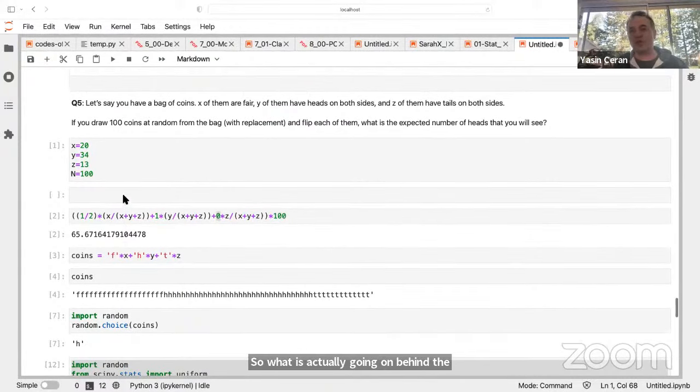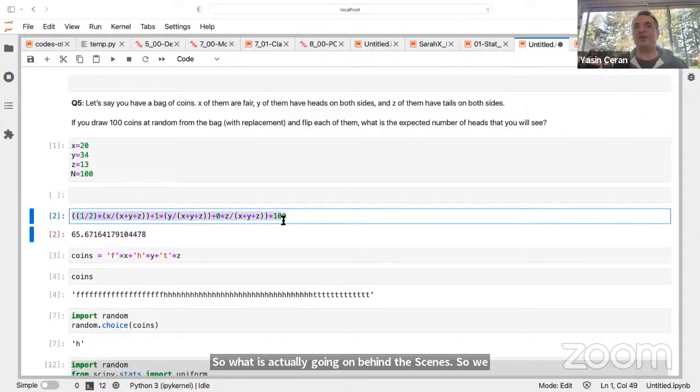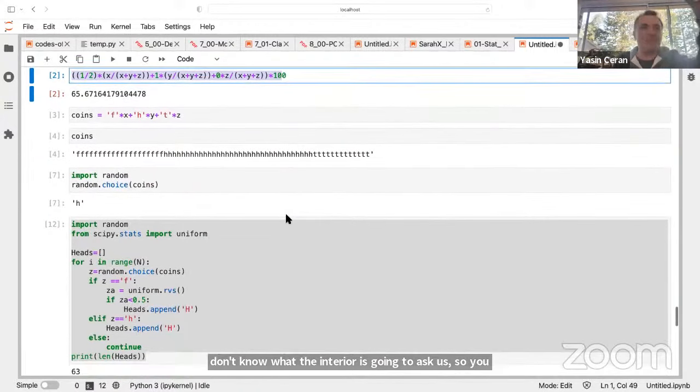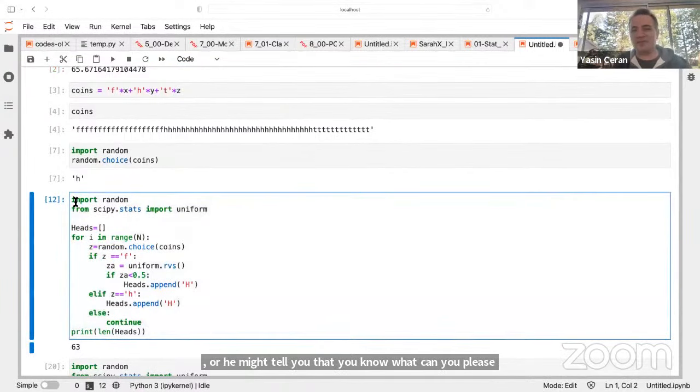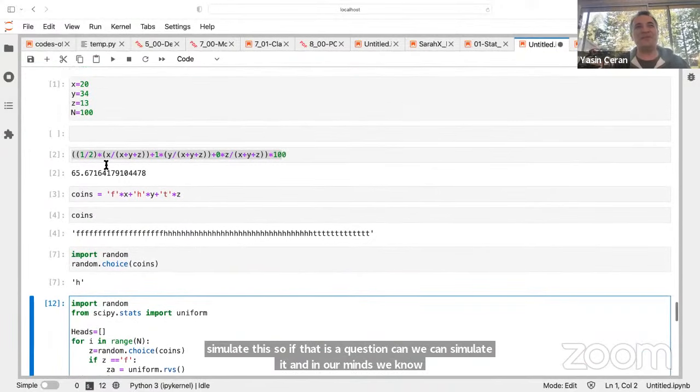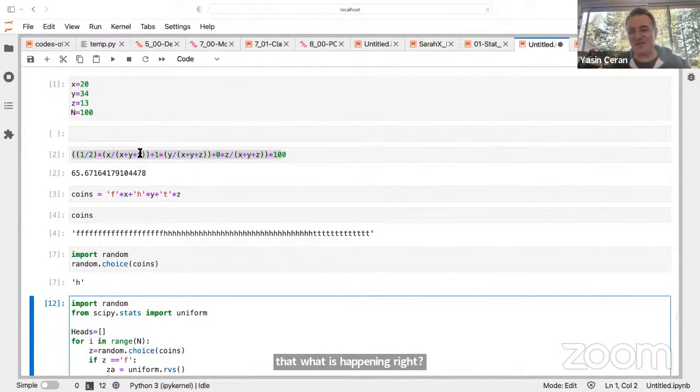We don't know what the interviewer is going to ask us. He might simply be happy with this mathematical expression, or he might say, you know what, can you please simulate this? If that is a question, we can simulate it. And in our minds, we know what is happening. Even if we give the answer in mathematics, we know why that is the case. Please let me know if you have any questions on this one. Otherwise, I'm going to move to the next one.